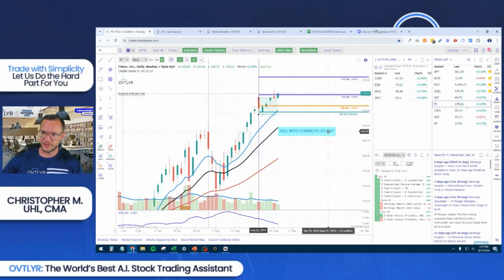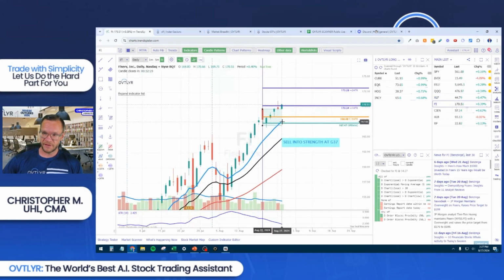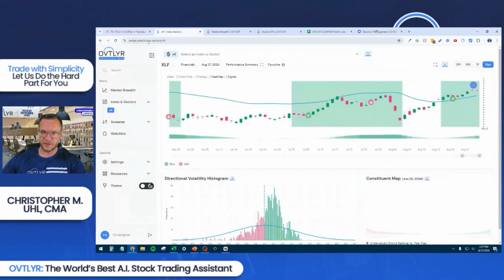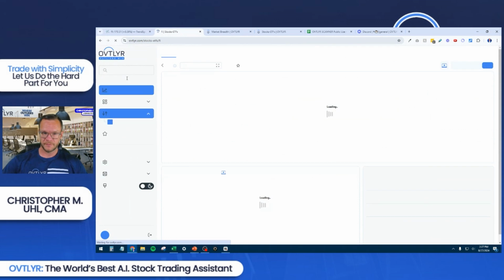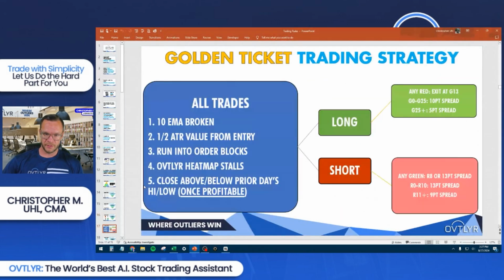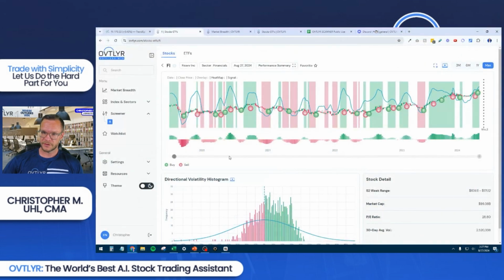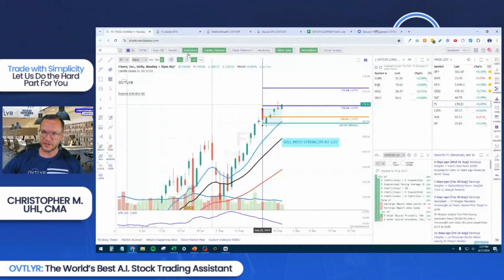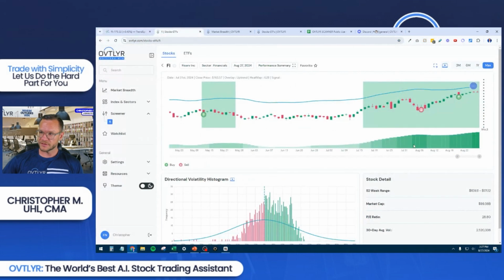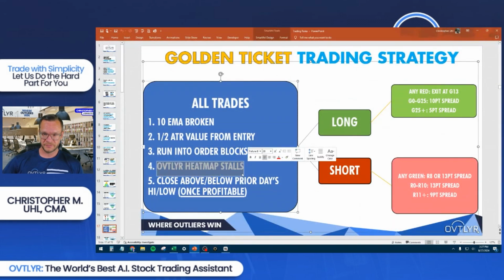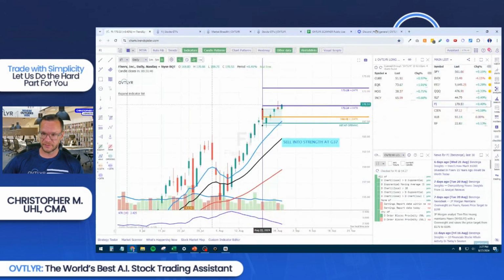FI, we said we'd sell into strength at G37, not below the half ATR, not below the 10 EMA, and not below yesterday's low. So let's go to FI. While that loads, this is everything I'm looking for right here. FI. We said we'd get out at G37 because the deeper it gets, the shorter leash you want to give it. It is at, oh, look at that. It was a G36 yesterday. It's again at G36. So we have a heat map stall. So it is an exit point.